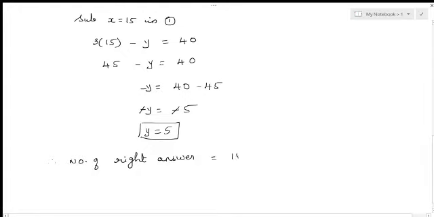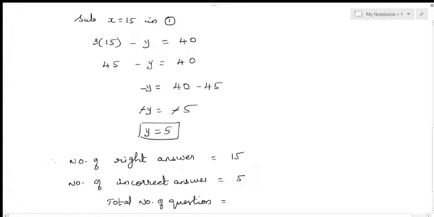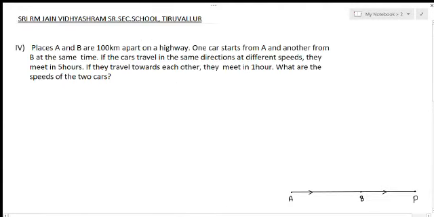So therefore we got the number of right answers is 15 and the number of incorrect answers is 5. So what is the total number of questions then? Total number of questions equal to x plus y, that is 15 plus 5, which is 20. So totally there are 20 questions in the test. Let us see the next question.